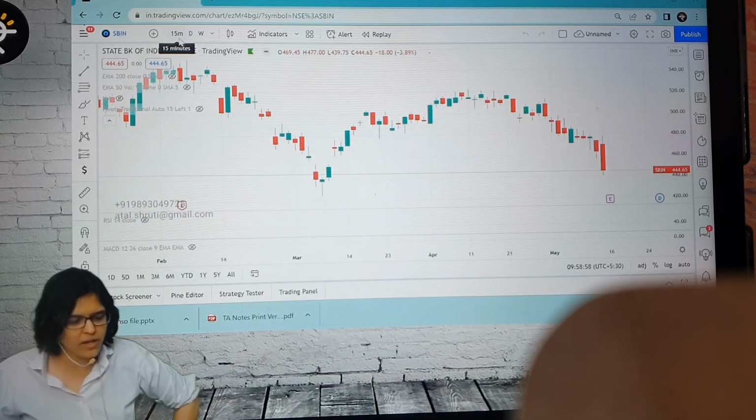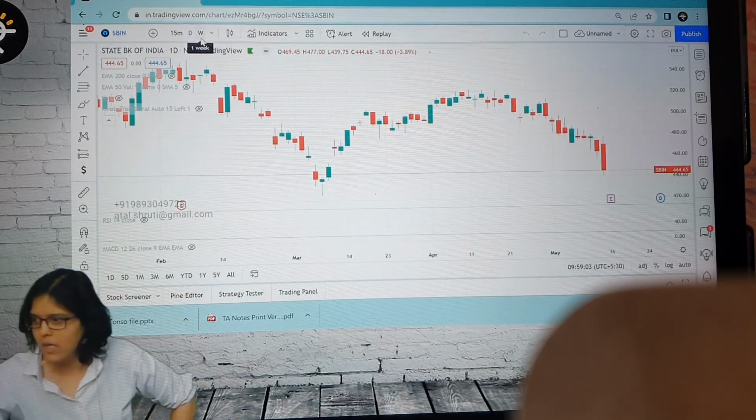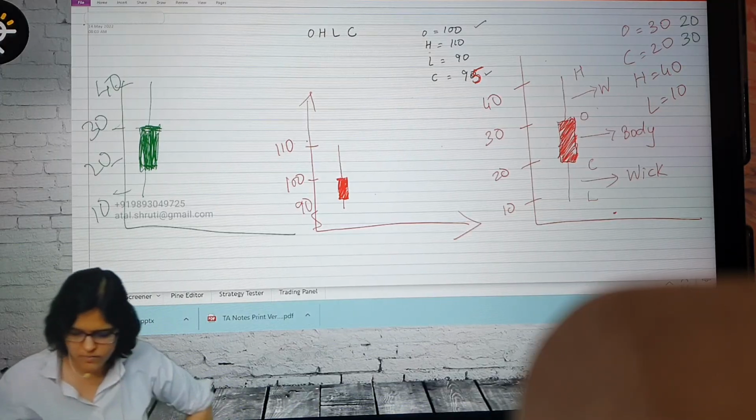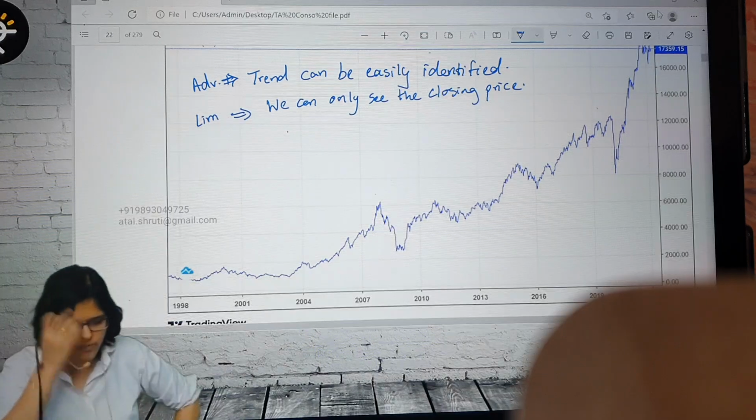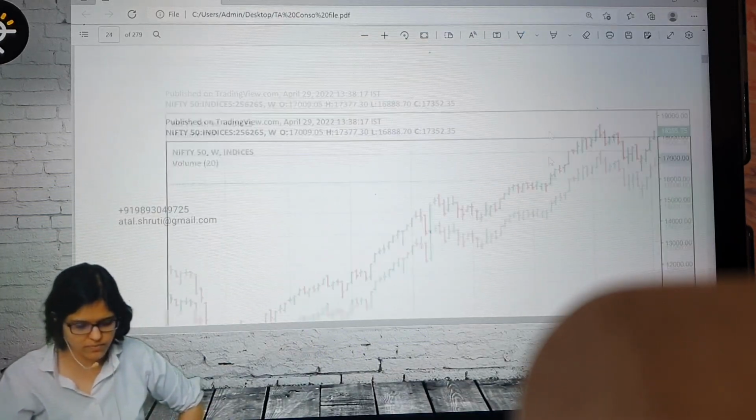Okay. 15 minutes, what is this now? It is the time span in which this candle was prepared. So for example, okay, I'm not able to get back there, so it's okay. I'll just quickly tell you.